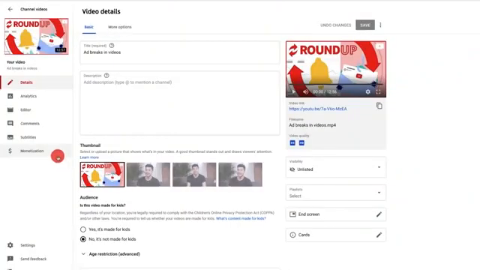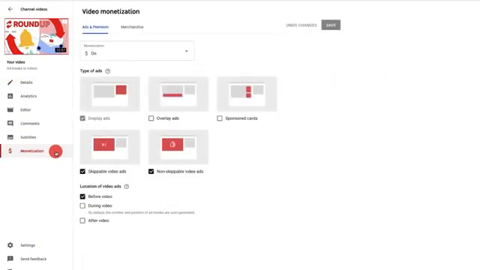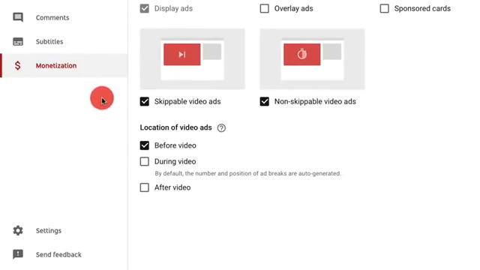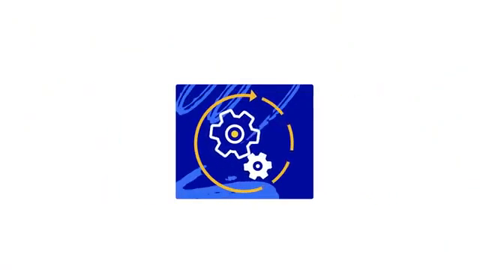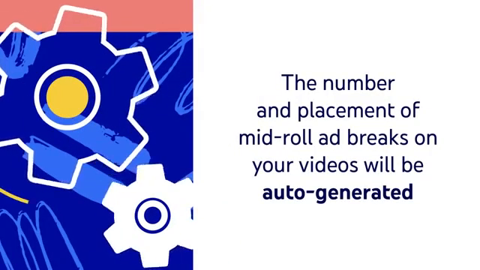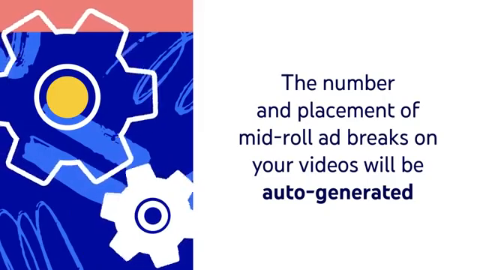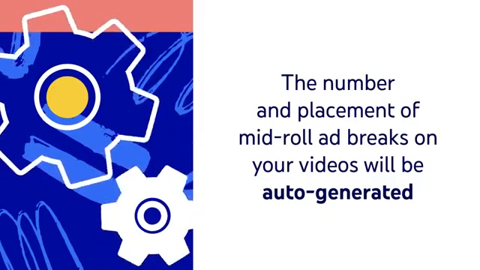To enable mid-roll ads, go to the monetization page for any eligible video in YouTube Studio. Then go to Location of Video Ads and select During Video. Once mid-rolls are enabled for your video, there are 2 ways you can place them, either automatically or manually. Automatically placed mid-rolls is the default and works best for most creators. With this setting, the number and placement of mid-roll ad breaks on your videos will be auto-generated.